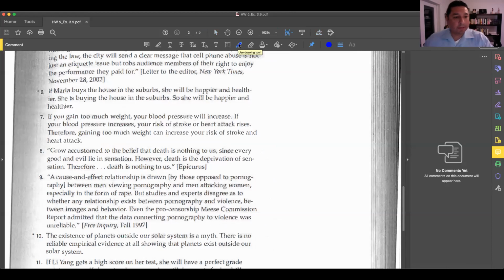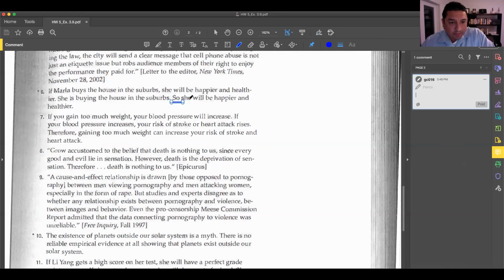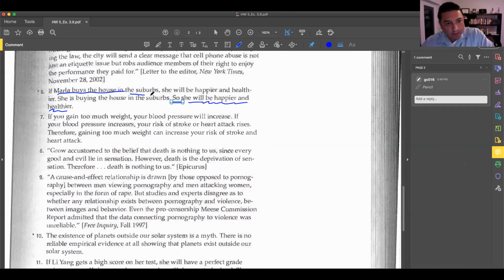Okay, so number 6, we have, if Marla buys a house in suburbs, she will be happier and healthier. She is buying the house in the suburbs, so she will be happier and healthier. So this is a conclusion indicator, right? So this is going to be your conclusion. And then you have one premise. So that's number 1. And then you have your second premise. She is buying the house in the suburbs.